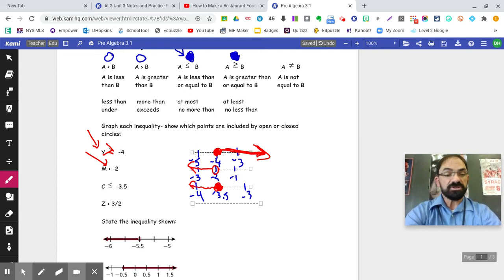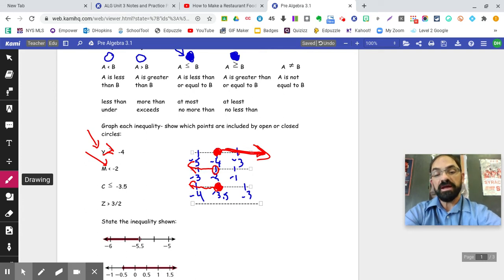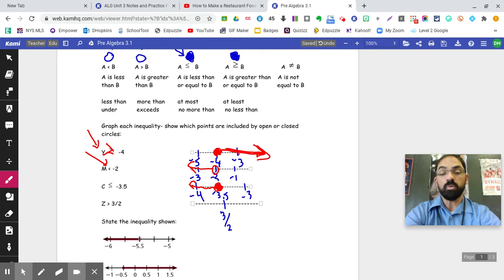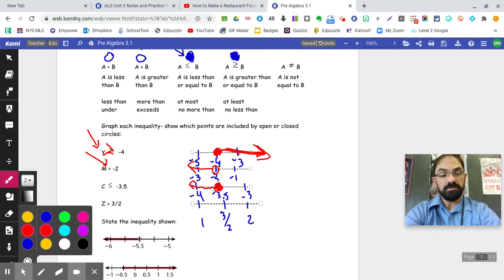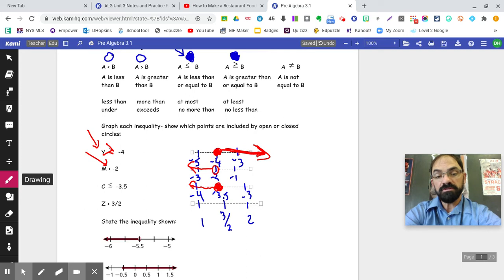And the last one in this section. Z is greater than 3 halves. Well, 3 over 2 is equivalent to 1.5. So the number on this side would be 2 and the number on this side would be 1, because 1.5 falls between 1 and 2. Open or closed circle? It is open. And I shade to the left. Or I'm sorry, the right.